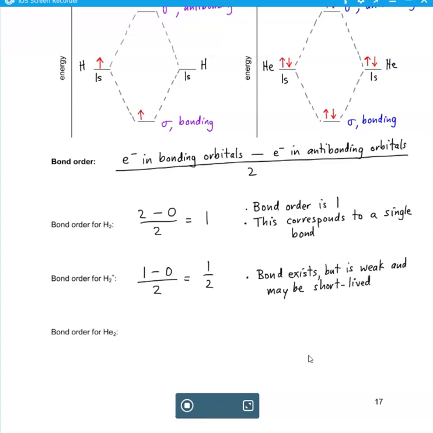Okay, and then finally for dihelium. 2 electrons in bonding orbitals, and there's 2 electrons in the antibonding orbital, and when we divide that by 2, the result is 0. A bond order of 0 is telling us that bond cannot exist. So the destabilization of having electrons in a higher energy antibonding orbital offsets the stabilization that you get by having electrons in a bonding orbital.